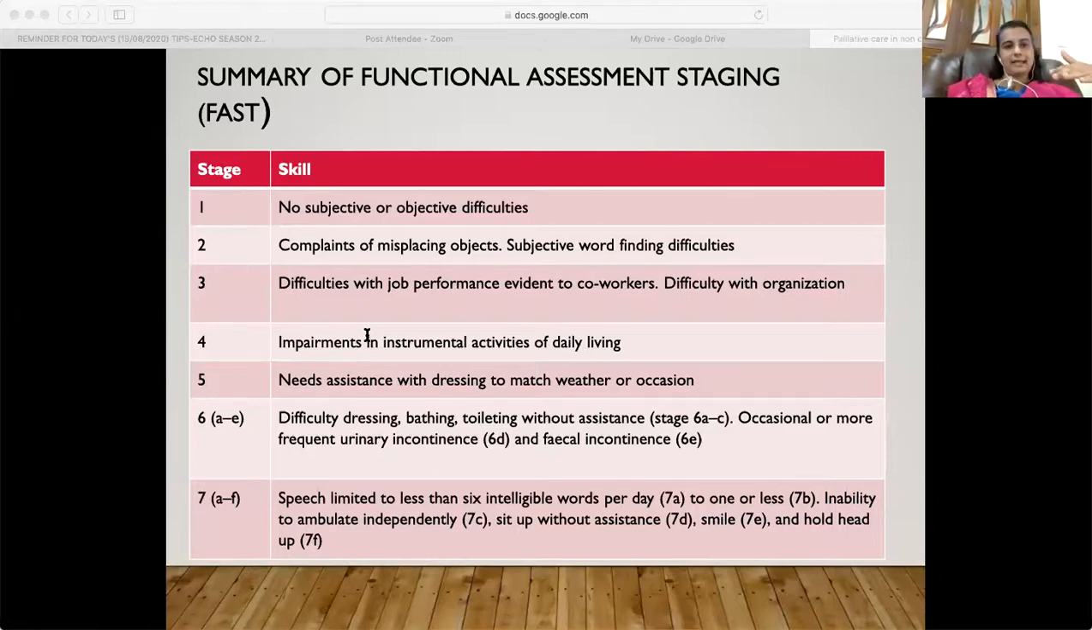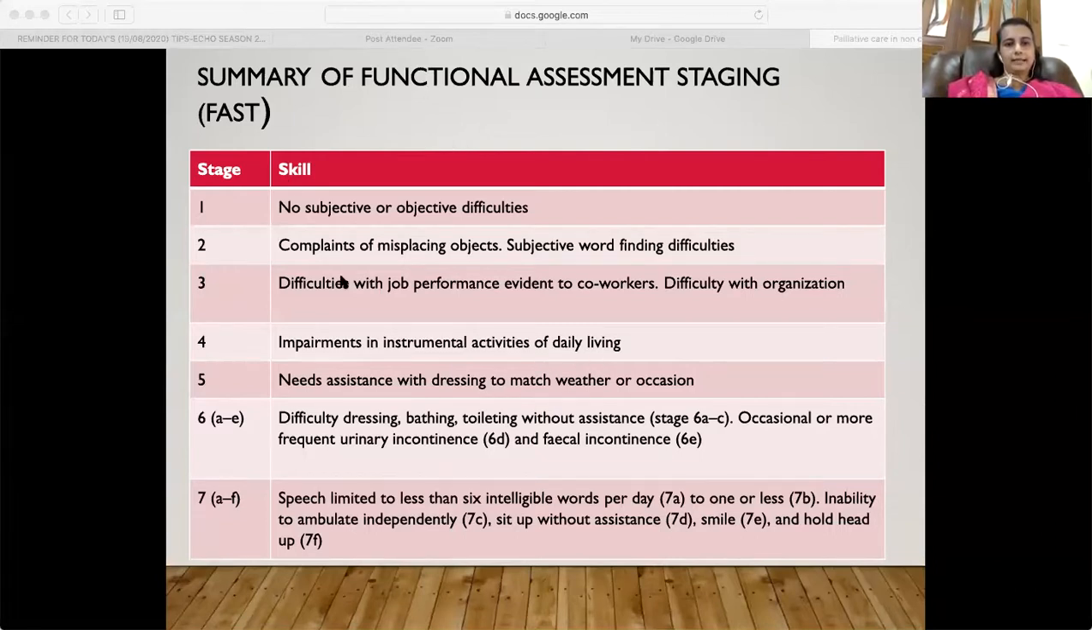The FAST scale has got 7 stages. 1 is a normal stage, like a normal adult. Now, 2, you can say it's a normal older adult. 3, if there is a stage 3, it's early dementia. And 4 is mild dementia. 5 is moderate dementia. And 6 is moderately severe dementia. And 7 is severe dementia. So what happens in each of these is given in the table.